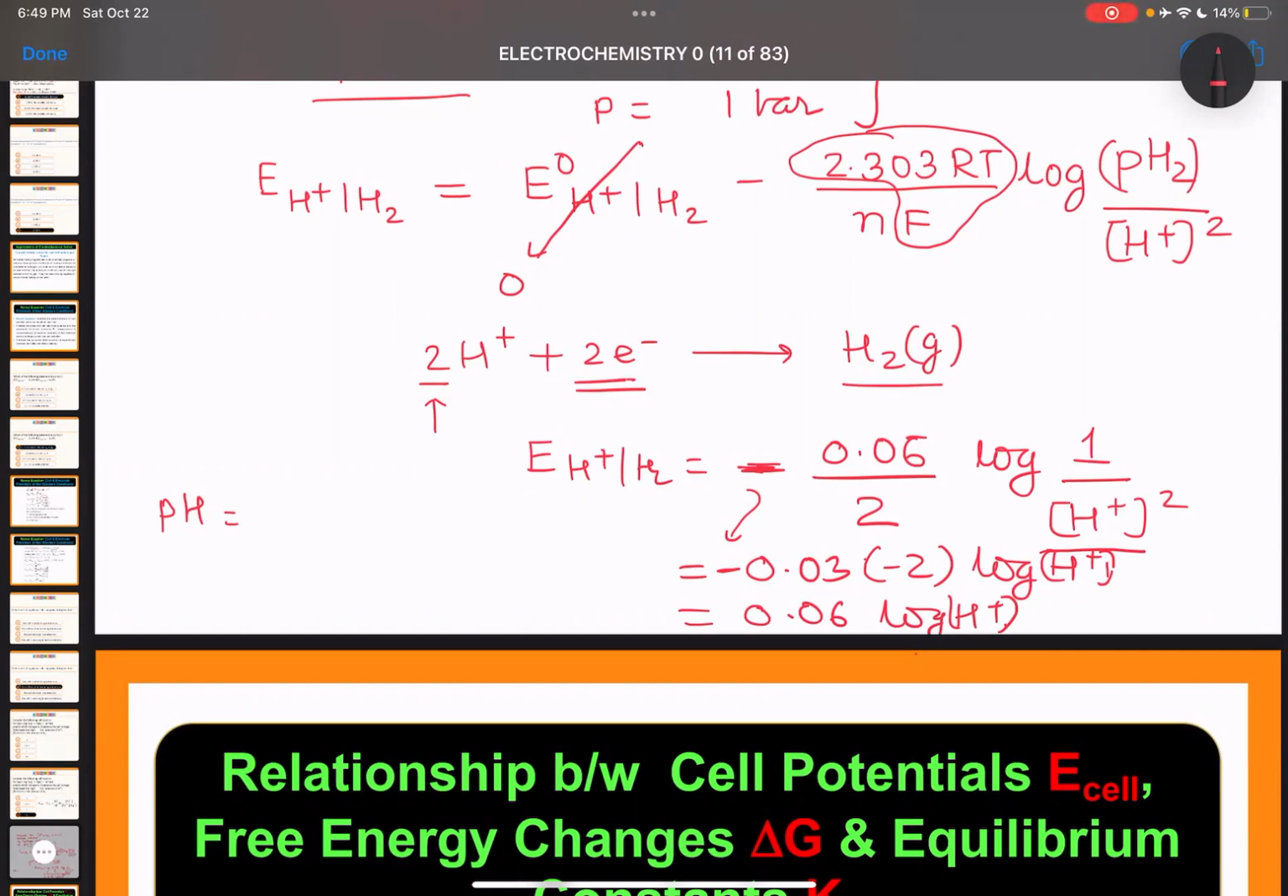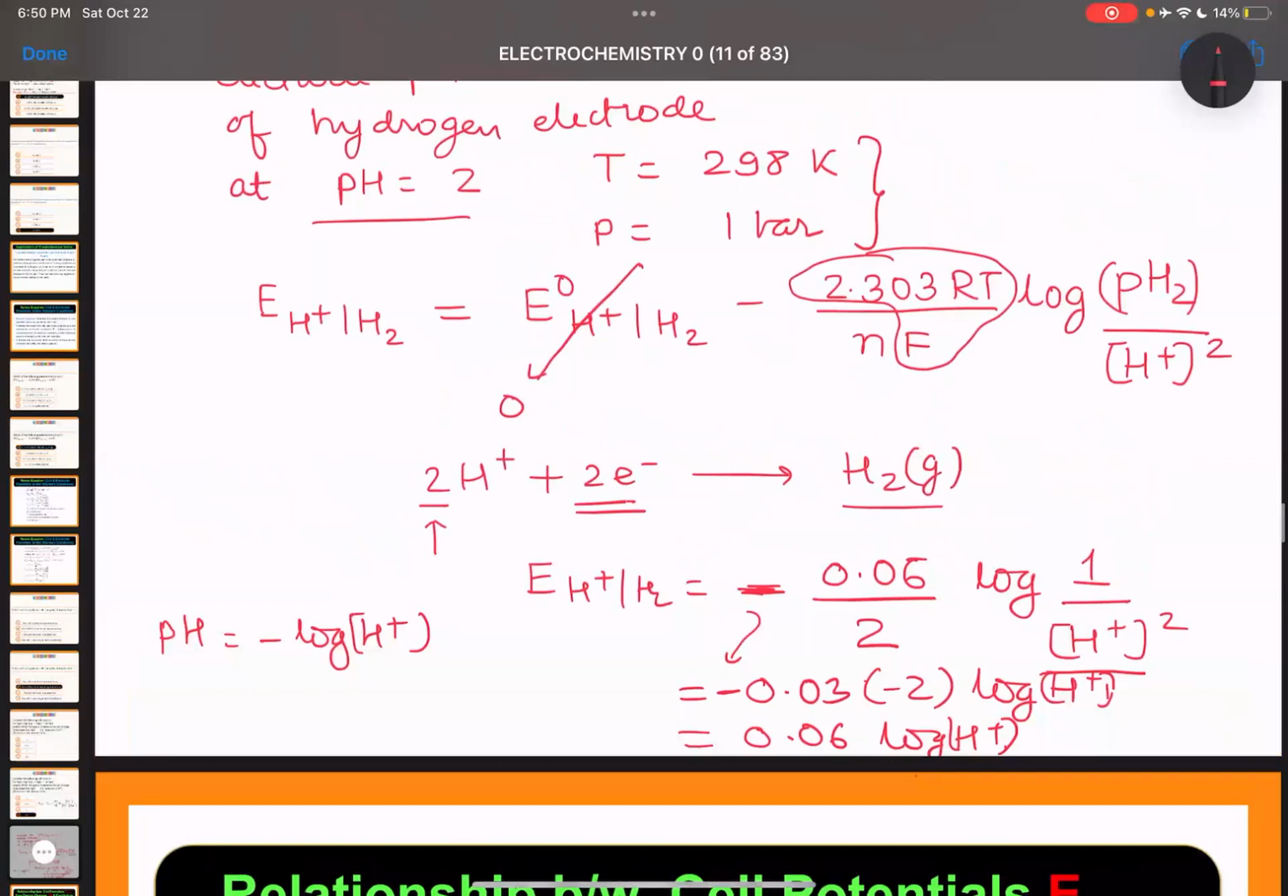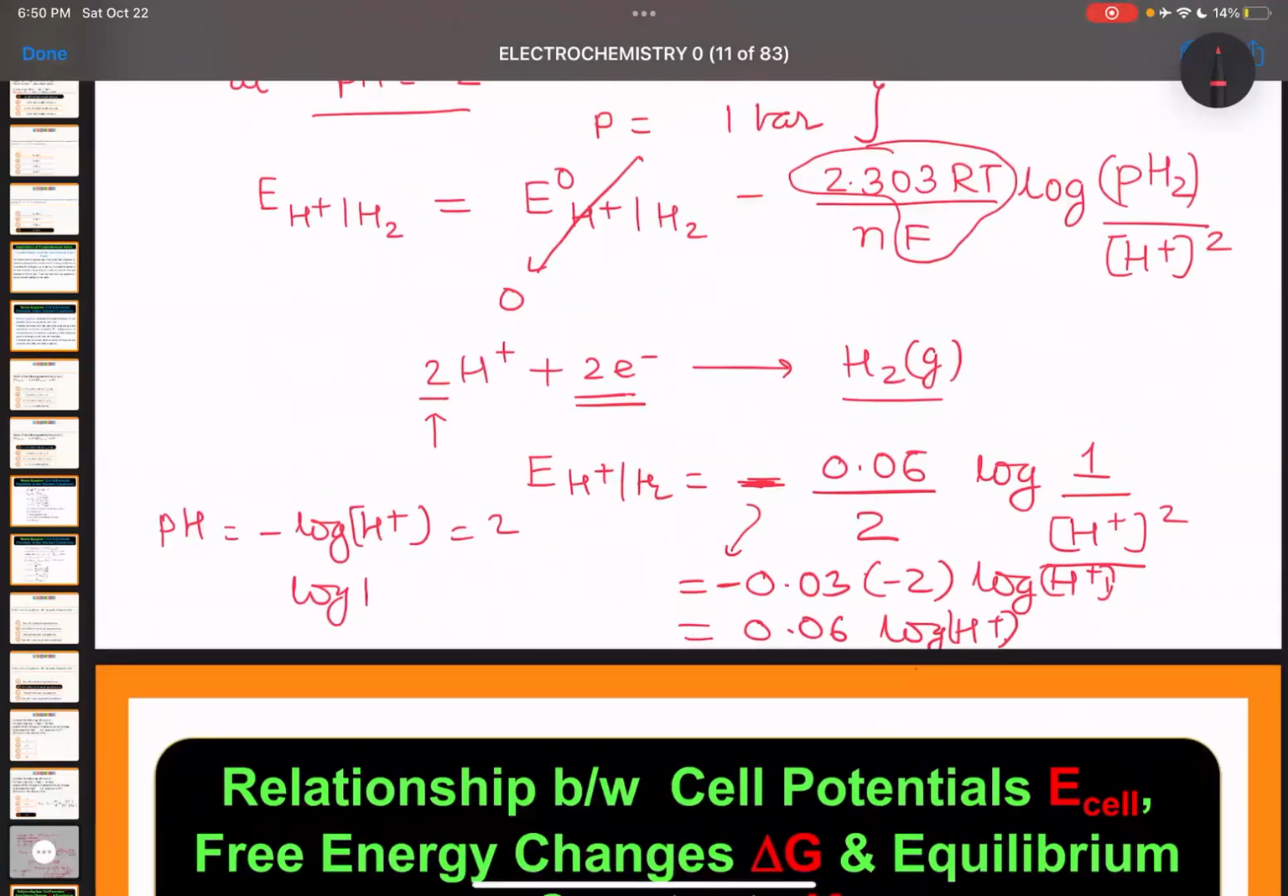pH is also a concentration of H plus ions, but it is the negative log of the concentration of H plus ions. The pH is given as 2, so log of H plus ion is equal to -2. So 0.06 into -2 will be equal to -0.12 volt.